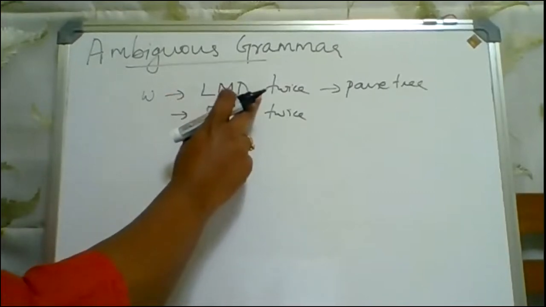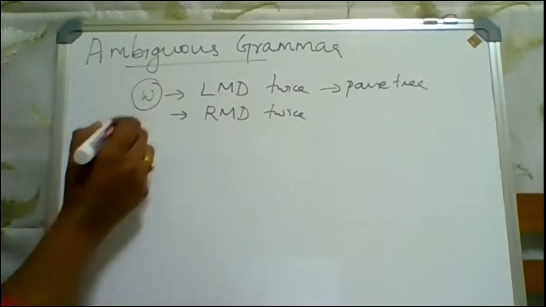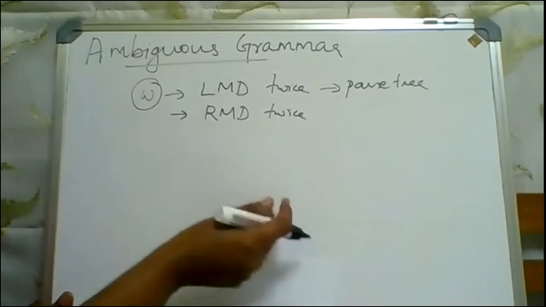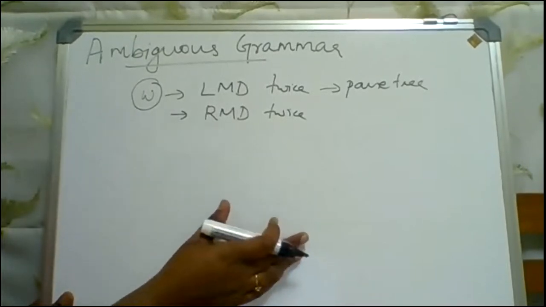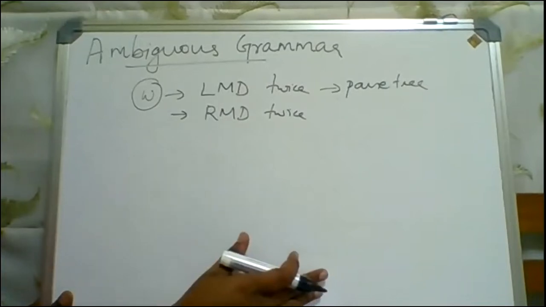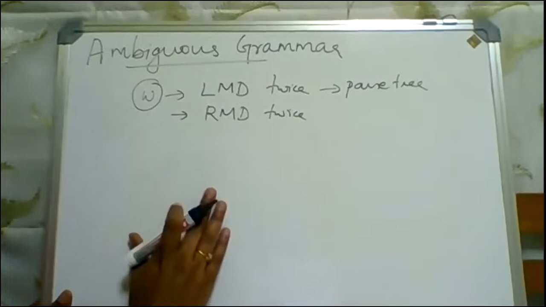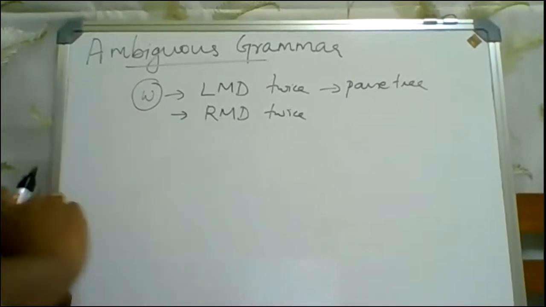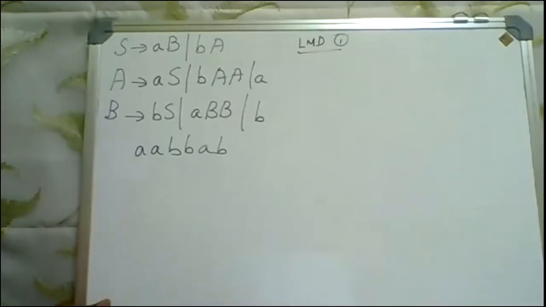We can apply LMD twice or RMD twice and obtain the string W and construct a parse tree. If two parse trees are the same, then the grammar is not ambiguous. But if the two parse trees are different, then we say that the given grammar is ambiguous grammar. Now let us see an example. Consider this grammar.